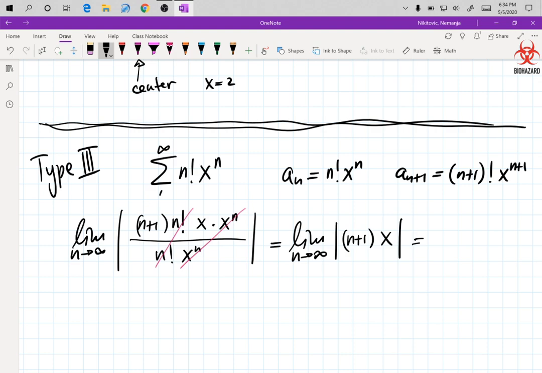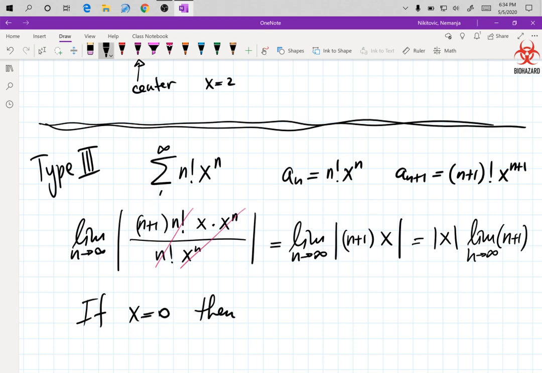Now, if you kick the absolute value of x outside because the limit doesn't apply to it, you have the limit of n plus 1 as n goes to infinity. That's going to give you infinity, right? So, what is the only way for this to converge now? You can't say, if this is going to be infinity, then this is 1 over infinity, and then infinity is cancelled. None of that nonsense works, right? There is only one thing that can save the day. If x equals 0, then we have convergence.